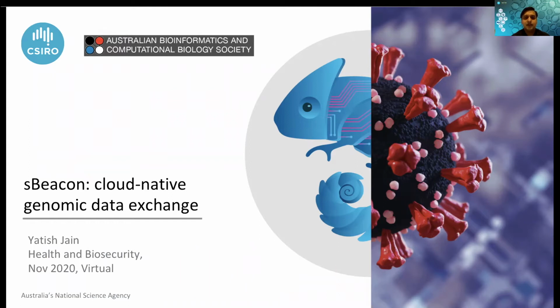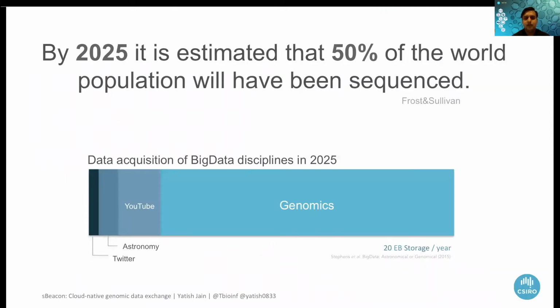Today, I'm very excited to talk about Serverless Beacon, a cloud native genomic data exchange platform. It is estimated that 50% of the world population will be sequenced by 2025. That's a lot of data, but we are talking about data distributed across multiple organizations and multiple labs.